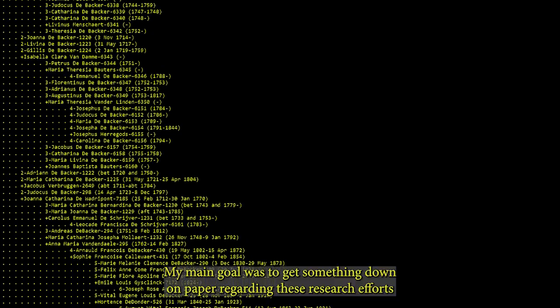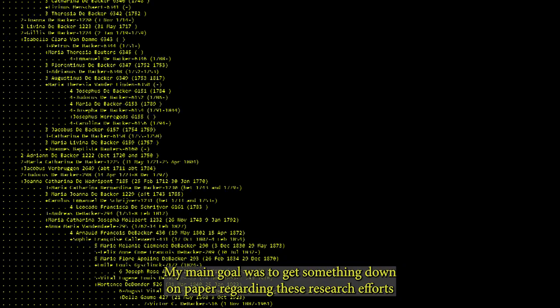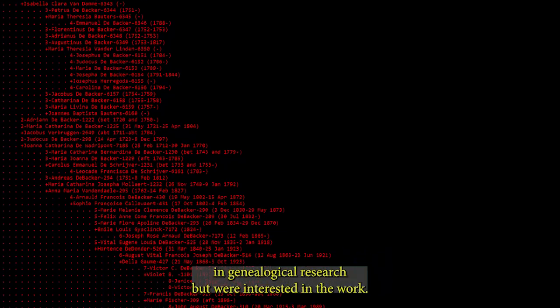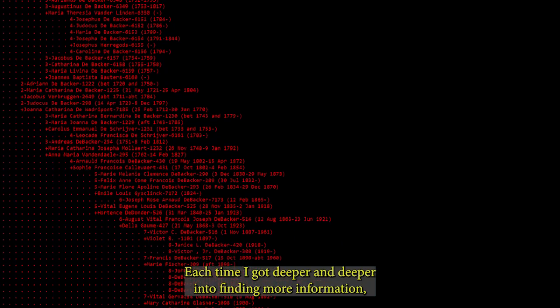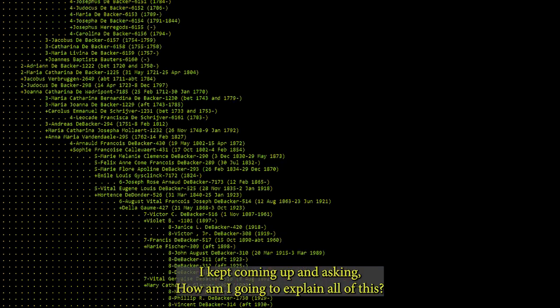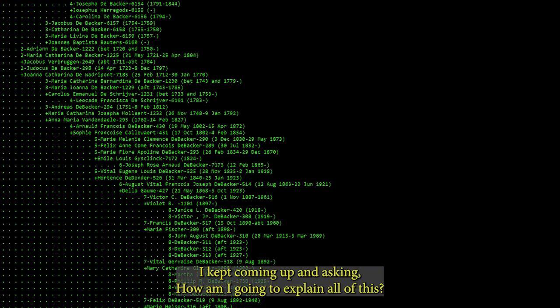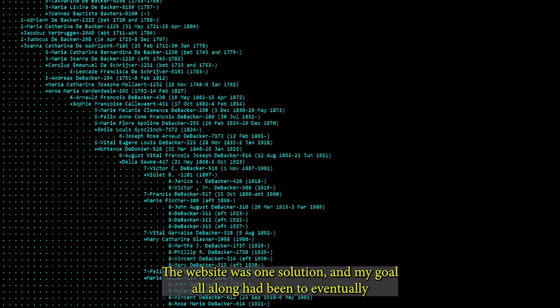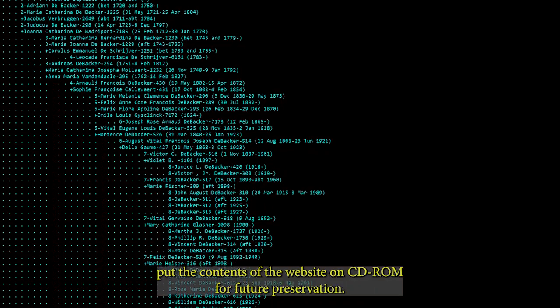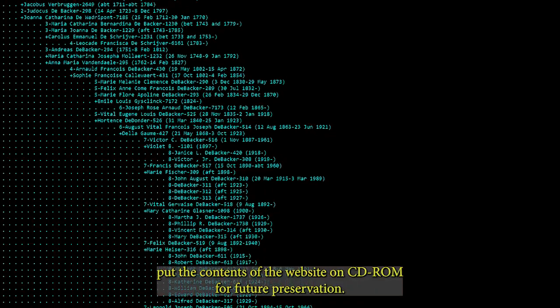My main goal was to get something down on paper regarding these research efforts that would be understandable by folks close to me, who were not involved in genealogy research but were interested in the work. Each time I got deeper and deeper into finding more information, I kept asking, how am I going to explain all of this? The website was one solution, and my goal all along had been to eventually put the contents of the website on CD-ROM for future preservation.